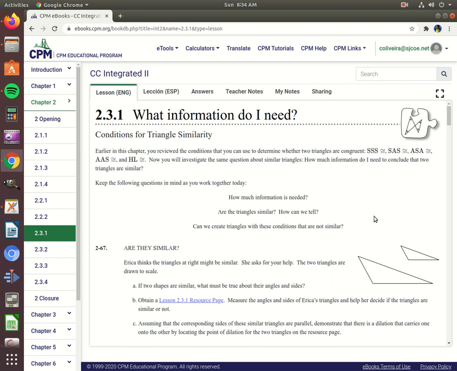3-1, we're gonna finally get the payoff. We're gonna look at conditions for triangle similarity. So chapter 2 so far has been about reviewing triangle congruence, and then we started talking about dilations and multipliers and that type of thing to figure out scale factor, to figure out if things are proportional or not. And now what we're going to do is take all that information and determine whether or not triangles are actually similar or not.